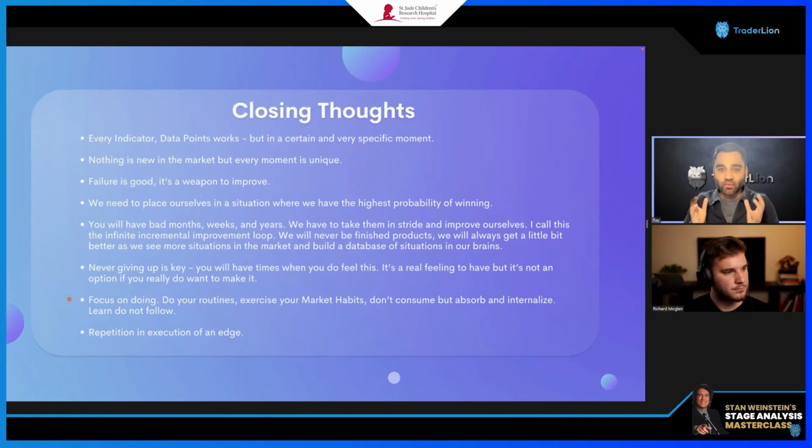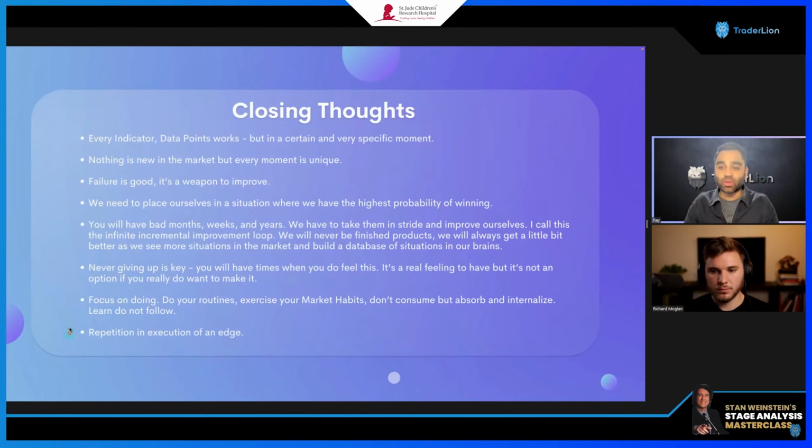The other one, focus on doing. A lot of the success you're going to see will not come from watching or taking someone else's watch list or looking at someone else's opinion. It's going to come from you doing your routines, doing your market habits, instead of consuming, internalizing and absorbing that information into how your system is going to be using it. So have a binder with a setup and 100 charts printed out. I guarantee you'll be the subject matter expert on that particular setup, and you'll trade it better than any market participant out there. That's really what it's about.